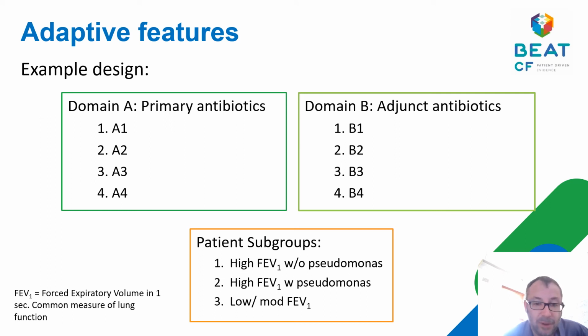But in cystic fibrosis, not everyone is the same. There are patients who do or don't have colonization with Pseudomonas, and there are also those who have good lung function versus those who have low or moderate baseline lung function. And so we want to know for each of these 3 subgroups which antibiotic or antibiotic combination is best.